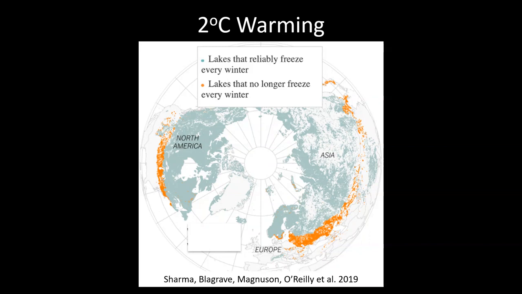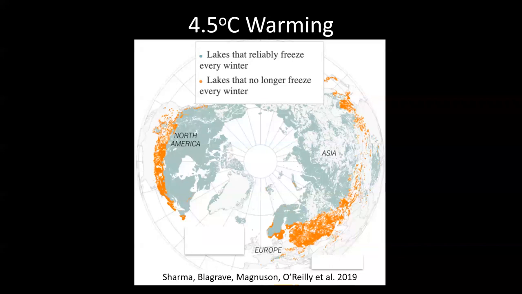Okay, now let's go to the 4.5 degrees warmer. And you notice it popped north again. Let's go back and forth a couple times, one back, one forward. Now in North America, it almost completely covers all of Wisconsin. So if we allow the climate to warm to 4.5 degrees, our modeling efforts based on those criteria would result in the lakes not freezing every winter.